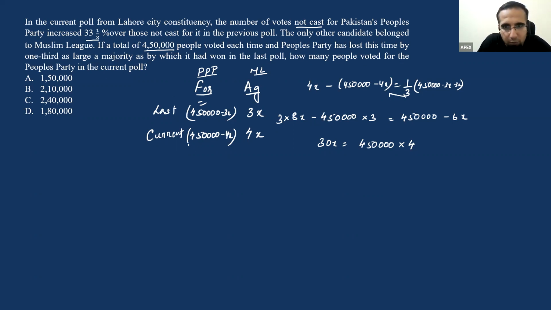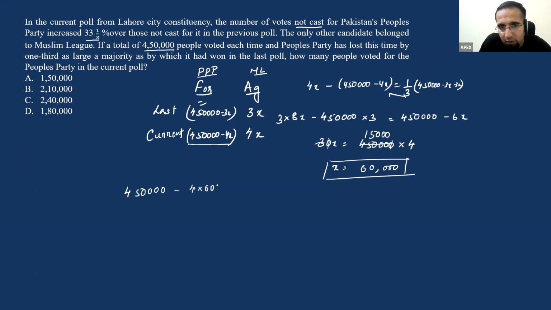If 30x is equal to 4,50,000 into 4, now the question is asking you how many people voted for People's Party in the current poll. My job is to get the value of 4,50,000 minus 4x. Okay. So let's try to understand this. 0 and 0 get cancelled. This is 3 ones are 315,000. Now 15,000 into 4 becomes 60,000. Clear? So our job is to calculate 4,50,000 minus 4 into 60,000. Now 4 into 60,000 is 2,40,000. 4,50,000 minus 2,40,000 will give me 2,10,000.